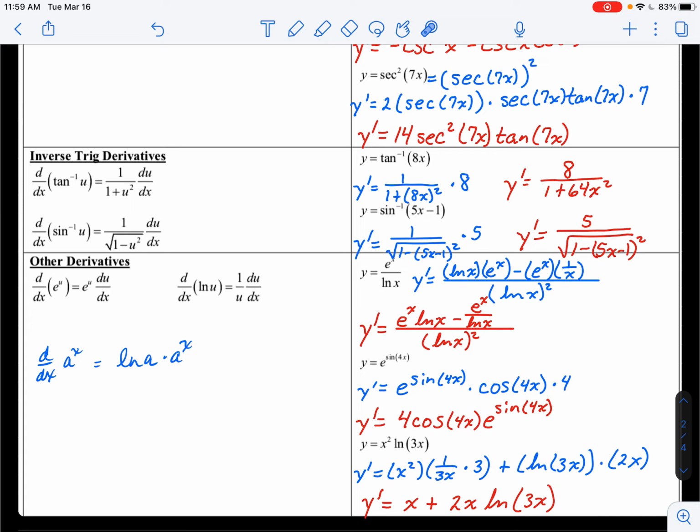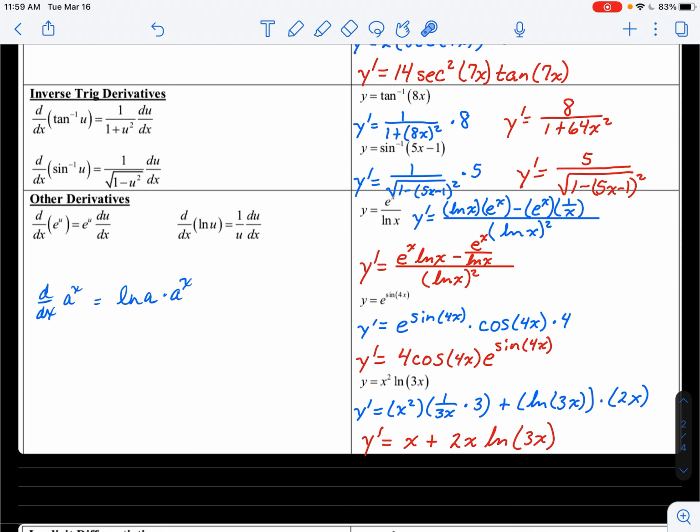Okay, so the derivative: y is equal to tangent inverse of 8x. So we're going to have our u value, or our inside function, be the 8x, and then it's times the derivative of that inside function, and I would just leave it like this. And our u in this case is 5x minus 1, so here's 1 over square root of 1 minus 5x minus 1 squared times the derivative of the inside function, and I would leave it like that.